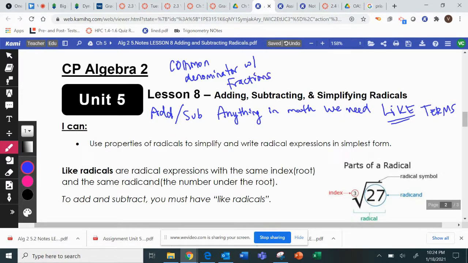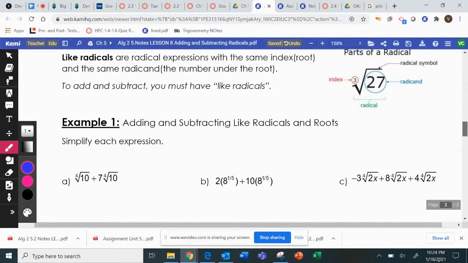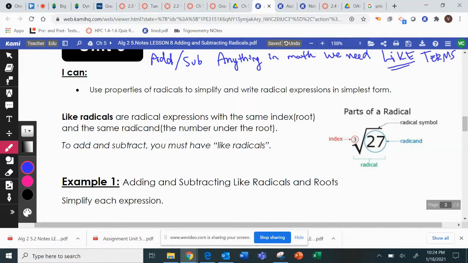With like variables, it would be the same variable to the same power, 3x squared plus 5x squared. Over here, 1/3 plus 4/3 you could add together. And now with radicals, we have to have the same radicand. You have to have like radicals, which would be the same radicand. And what's a radicand?